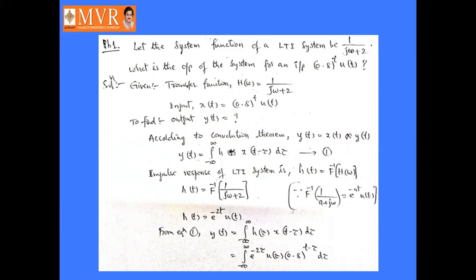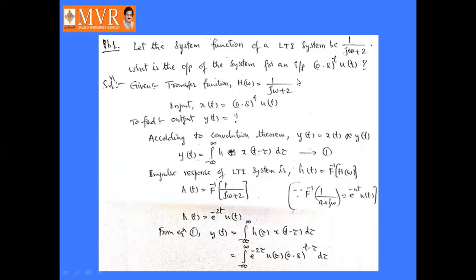Here the system function or a transfer function, both are same. So how is it represented? The system function and transfer function is represented by h of omega. H of omega is given as 1 by j omega plus 2, right? Then what is the output of the system for an input? Here the input x of t is given as 0.8 whole power t into u of t, and the output is y of t. We have to find out the y of t, but h of omega is given.